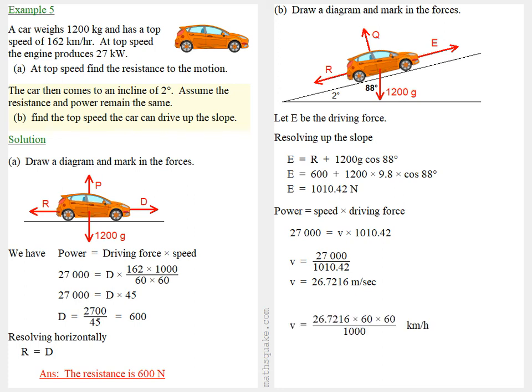Now we need to change that into kilometers per hour, so we need to multiply by 60 times 60 and divide by 1,000. And that gives us 96.197 kilometers per hour. And so the speed is 26.72 meters per second, or 96.2 kilometers per hour.